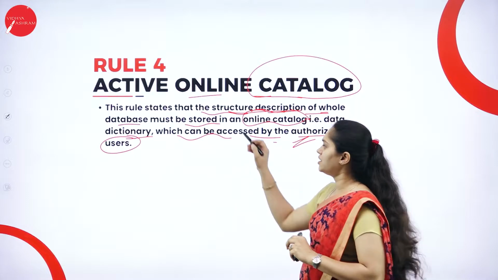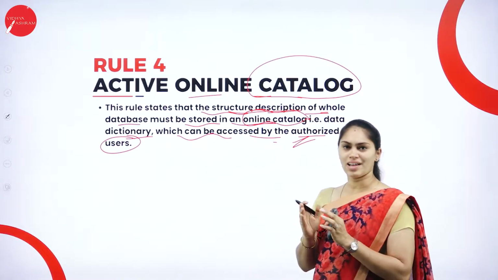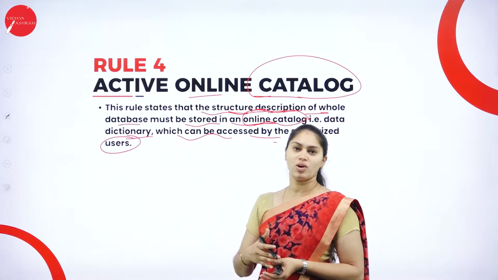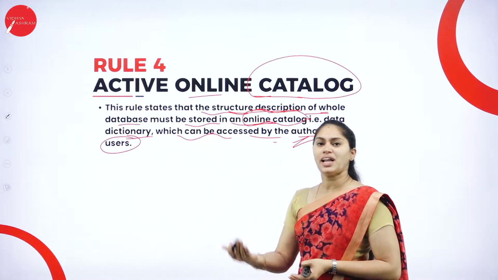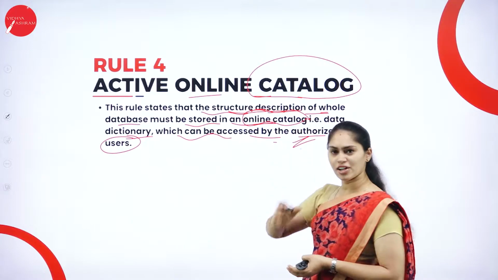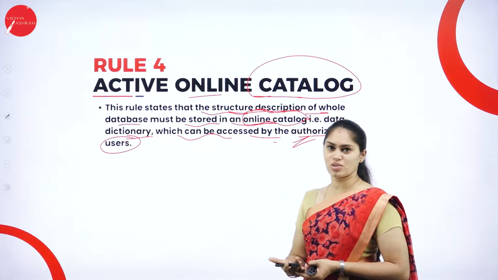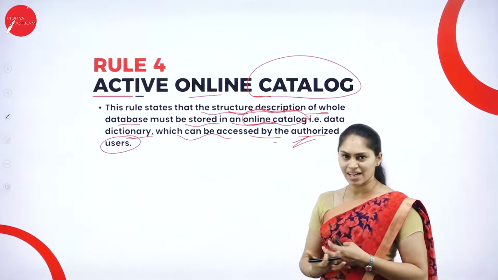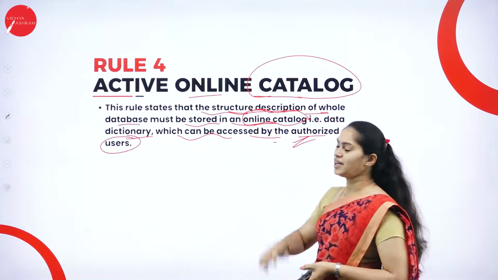So that data has to be there in the online catalog wherever you want, whenever you want, at whatever time you want, without any constraint, so that you can get to know the structure or description of a database. Then it will be easy for the user to access the content. So that is regarding rule 4.